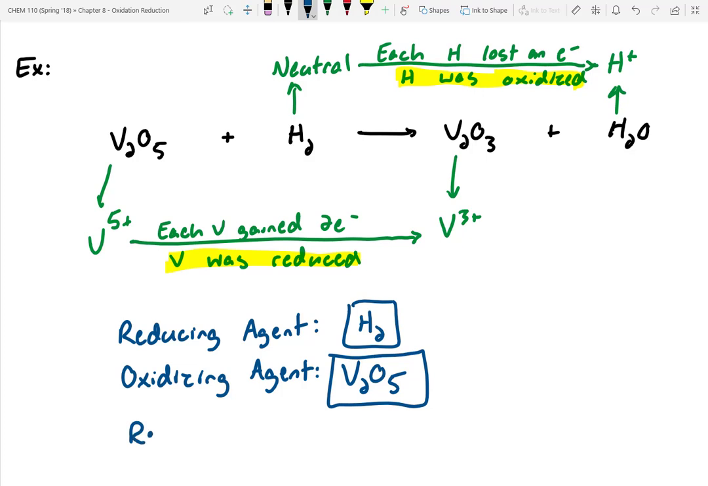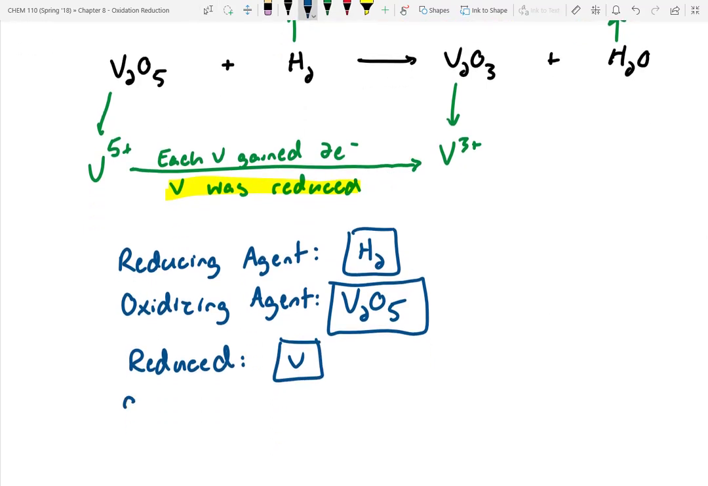And then when we ask what is reduced, we said previously that it was an individual element. Specifically, it's going to be vanadium. And then what is oxidized? It must be the hydrogen elements, right? Does that make sense? Yeah.